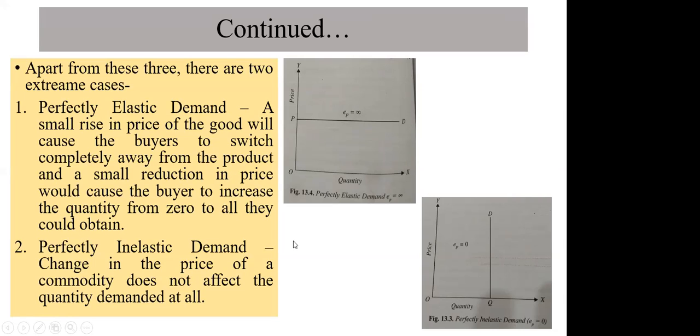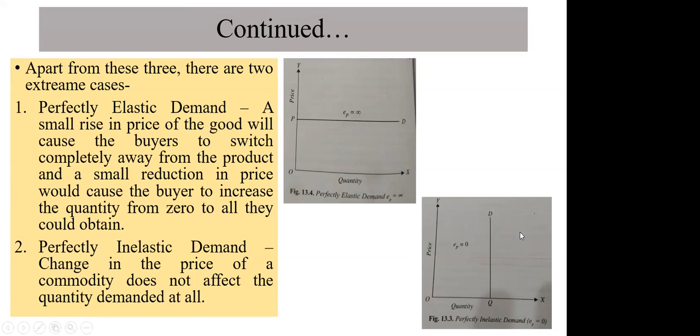The second extreme case is perfectly inelastic demand. What happens in this case is that any percentage change in price will not affect the quantity demanded. Even if the price increases or even if the price decreases, there will be no change in the quantity demanded. There will be no effect at all. So in this case, the value of the coefficient becomes zero.